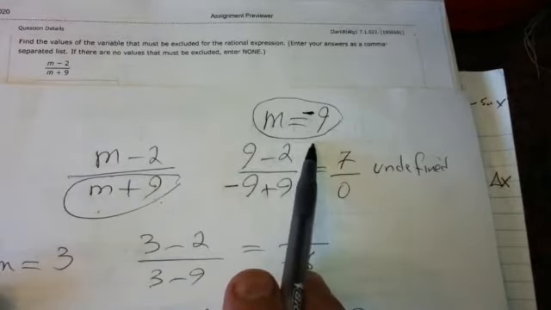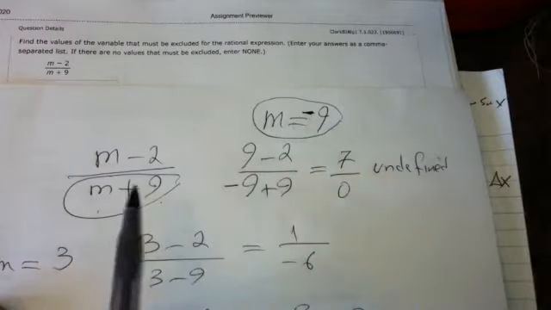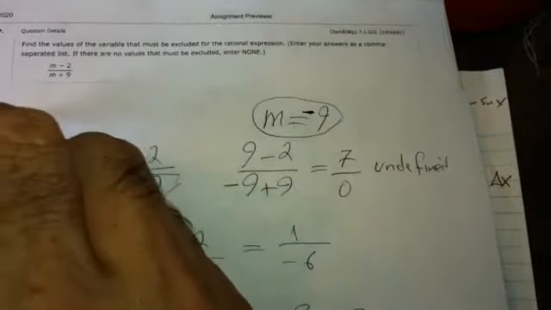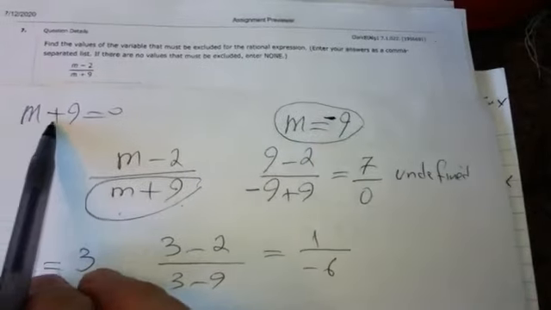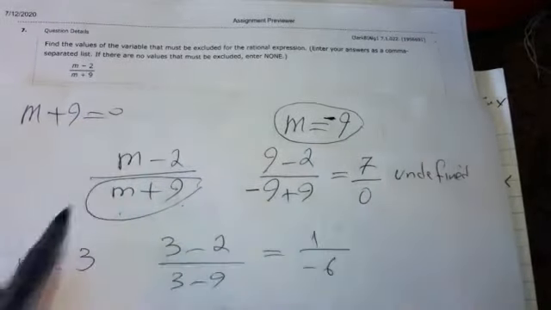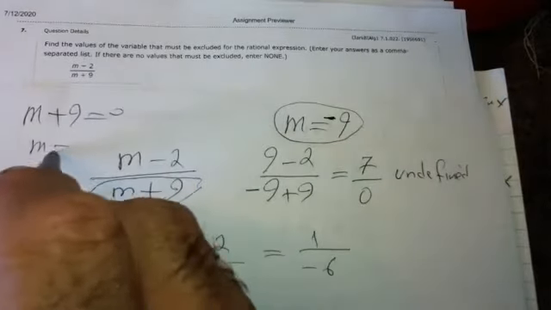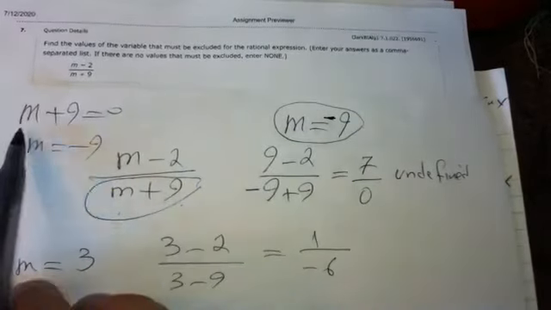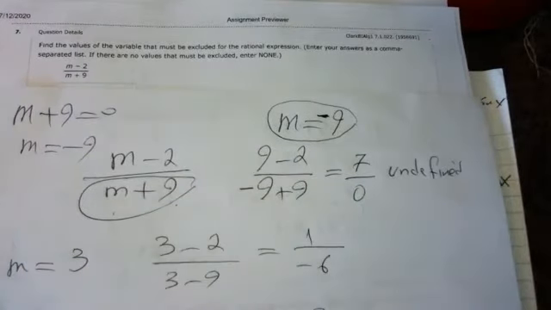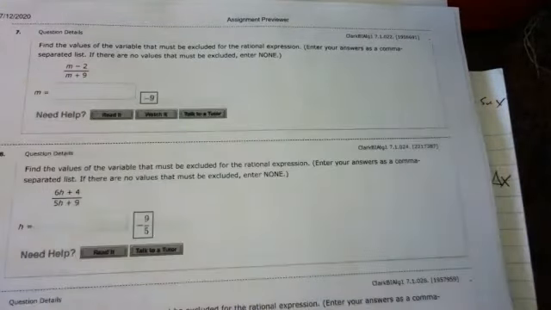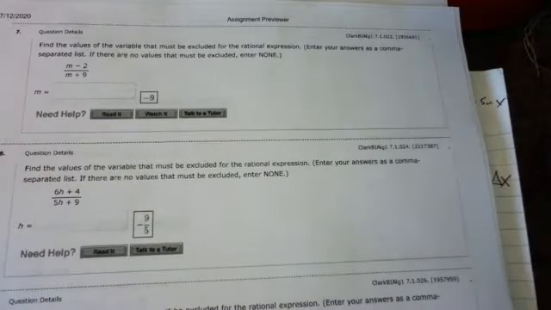Okay? So how do I find it? Well, just take the denominator, set it equal to 0. That means I want to see what number would make the denominator 0. Negative 9. Because if I put negative 9 here, negative 9 plus 9 is 0. So anytime we ask you to tell them what value must be excluded, look at the denominator.